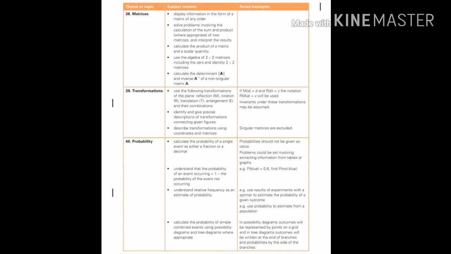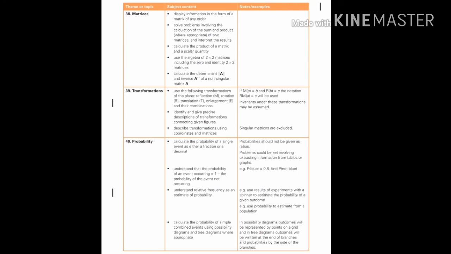Number 40, probability. Calculate the probability of a single event as either a fraction or a decimal. Understand relative frequency. Calculate the probability of simple combined events using possibility diagrams and tree diagrams where appropriate.